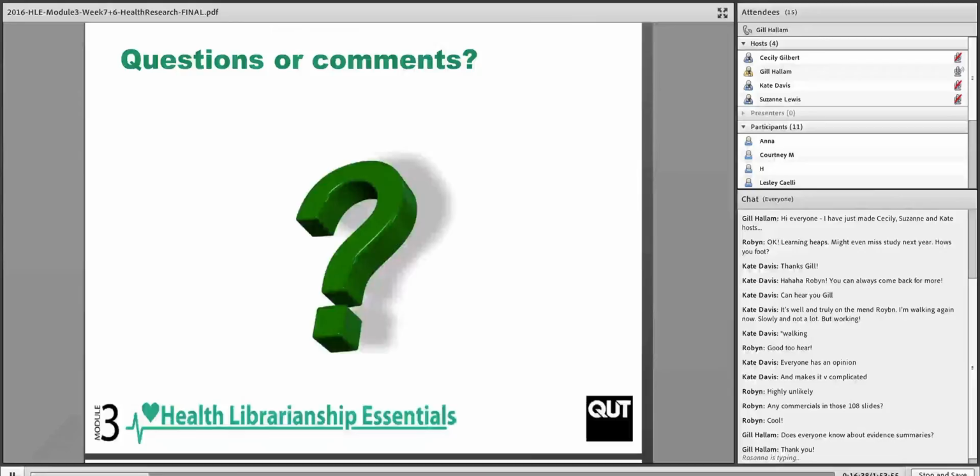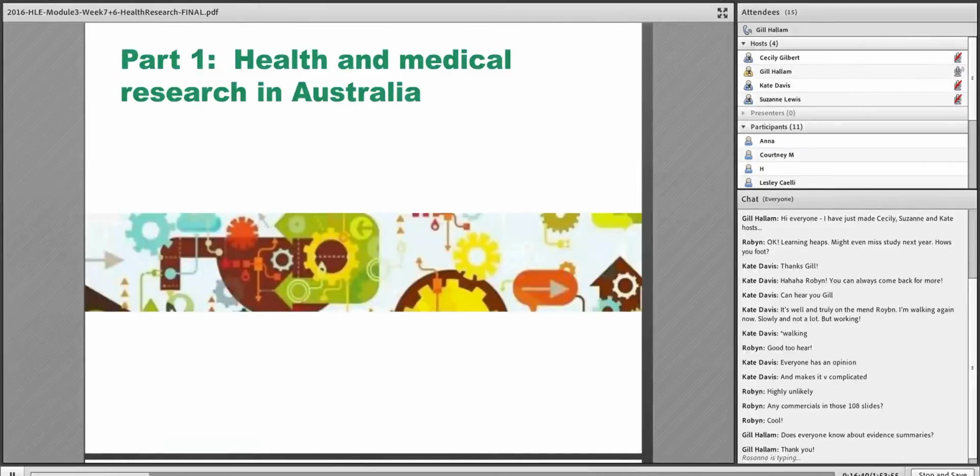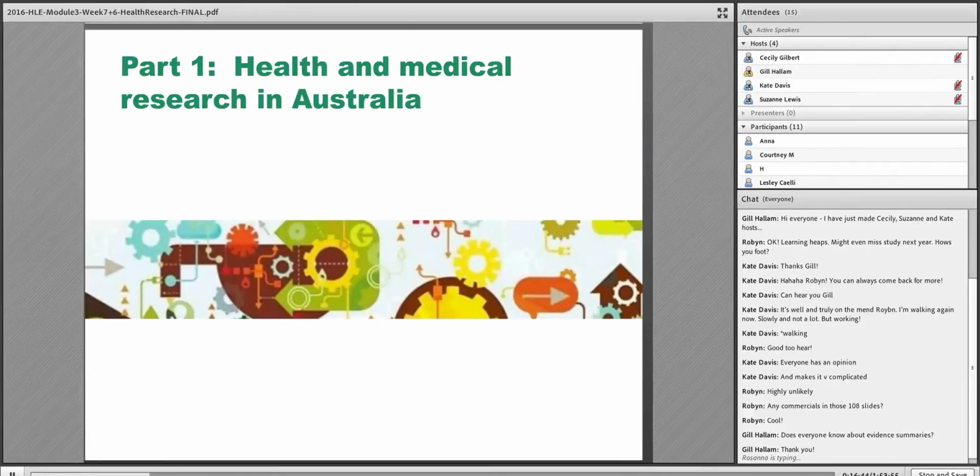Right, okay, so we will move on to proper week 7 now, and take a look at basically the health and medical research context in Australia. We've been sort of bandying around all of this information about health research and medical research and everything, but what does it actually look like? Who's involved? Where does the money come from? And all of those type of things.